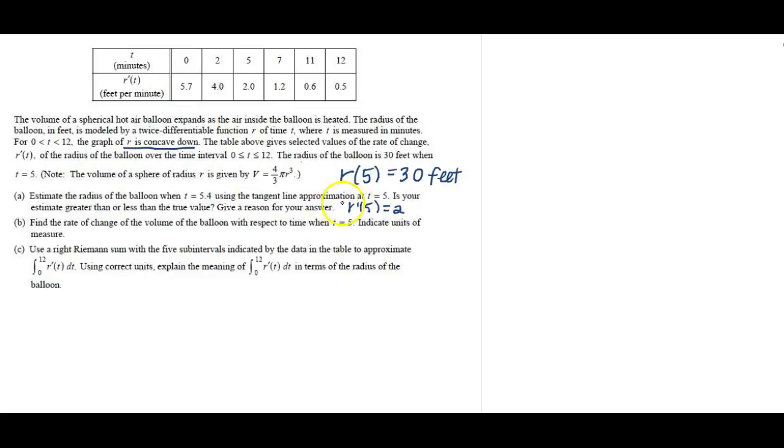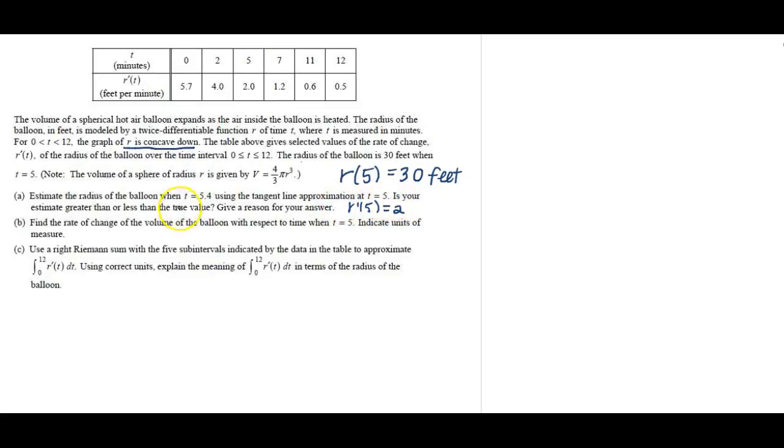So I could find a tangent line, because there's my point and there's my slope, and then I would use that tangent line to approximate the radius when t is 5.4. So I would find that equation, y minus y1, etc., find the equation, and then I'd plug in 5.4 to estimate the radius of the balloon at 5.4. So I'm going to challenge you to do that on your own in your notes. That's definitely a question that could pop up on a quiz or a test, absolutely, because it is review.